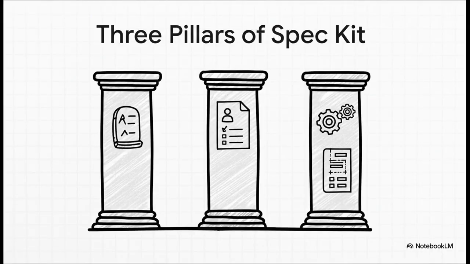This whole approach really stands on three main pillars. First up, you've got the Constitution. Think of these as the unbreakable high-level rules for your project. Things like, we will always use this framework, or absolutely no server-side code. Then you have the specification. This is all about the what and the why, the product requirements from a user's point of view. And finally, there's the plan. This is the nitty-gritty technical blueprint that lays out how you're actually going to build it.